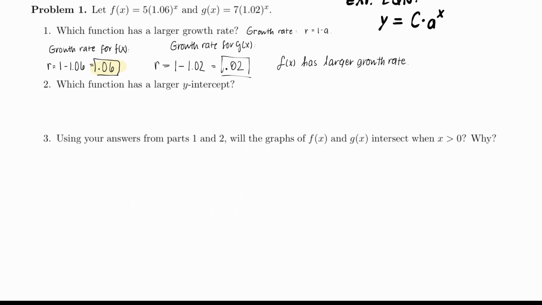All right, which function has a larger y-intercept? So remember that c was the y-intercept. So the y-intercept for f of x is going to be 5, right? It's just the number out front of the exponent. And the y-intercept for g of x is going to be 7. Which one of these is bigger? 7. So g of x has a larger y-intercept.